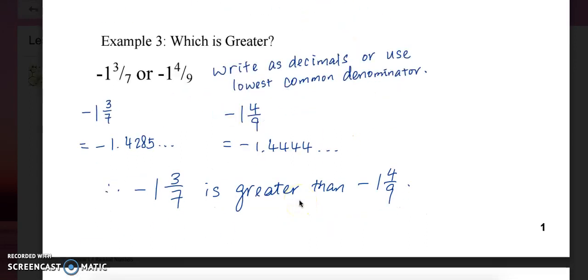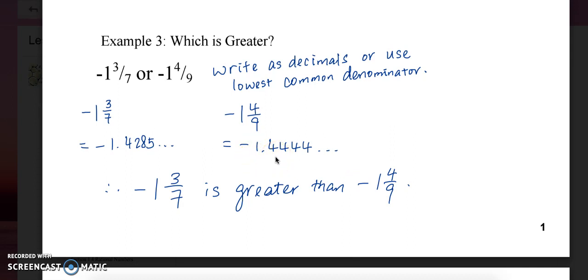Which of these two numbers is greater? You can either compare them by writing them as equivalent fractions with the same denominator, the lowest common denominator, or simply converting them into decimals. When you convert a fraction into a decimal, 3 over 7, for example, you can use a calculator and divide 3 by 7. So you get negative 1.4285. How about negative 1 and 4 over 9? Well, we know it's going to be negative 1 point something. So 4 divided by 9 on the calculator gives you 4, 4, 4, 4, 4, 4. So this is negative 1.4 repeating.